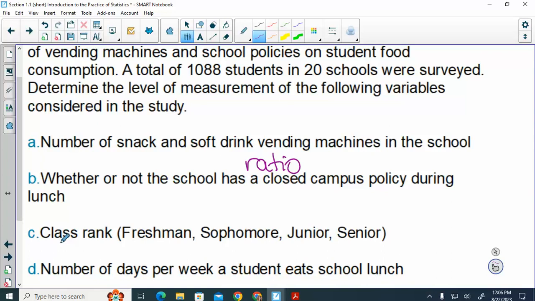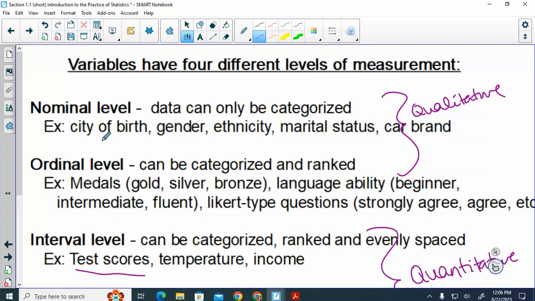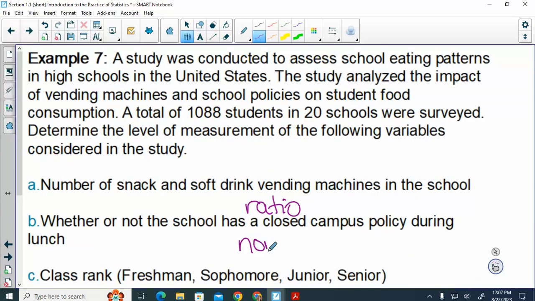B, whether or not the school has a closed campus policy during lunch. So we know it has to be nominal. Ordinal? It's a yes or no. Can I put that in order? No, not an order we would agree on. Maybe you think yes is better, maybe I think no is better. We're not going to agree. So this is strictly nominal.